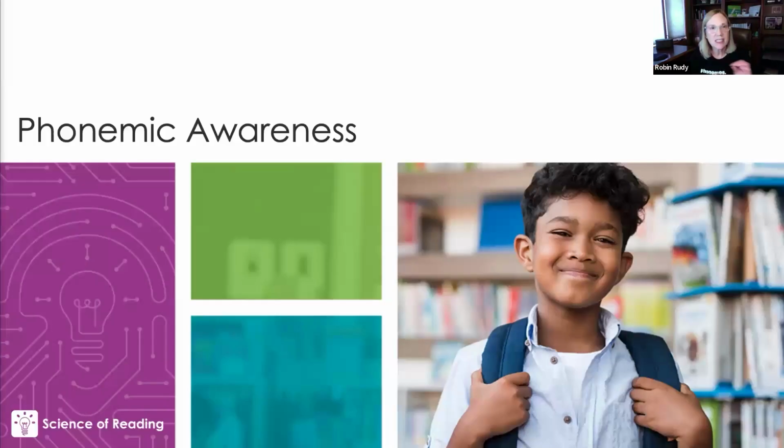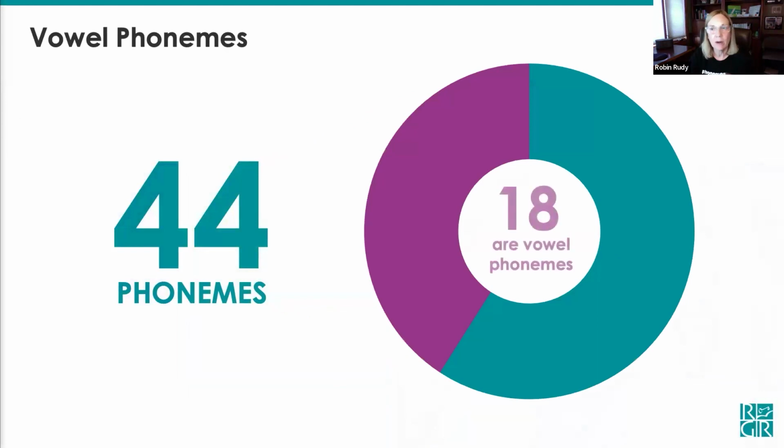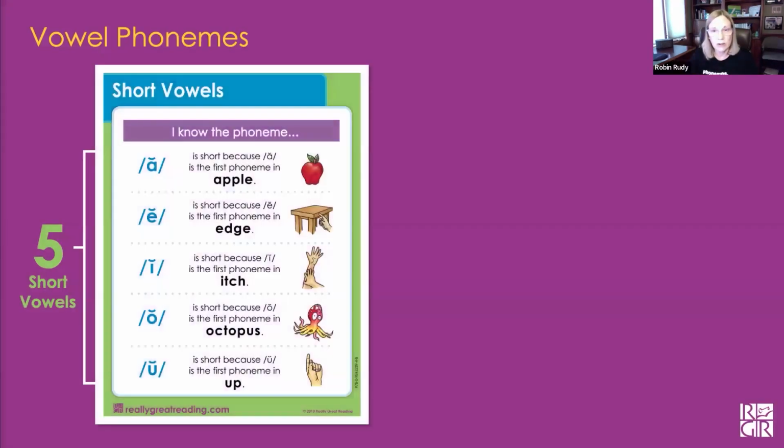But I want to just switch gears a little bit and talk about phonemic awareness for a moment, because this is such an important foundational piece. So let's drill down some ideas about phonemic awareness and navigate into phoneme proficiency. So we have 44 phonemes in the English language. 18 of them are vowel phonemes. So one of the most important things that we can do with these vowel phonemes is be able to isolate them and categorize them. The vowel phonemes are much harder to master than the consonant phonemes.